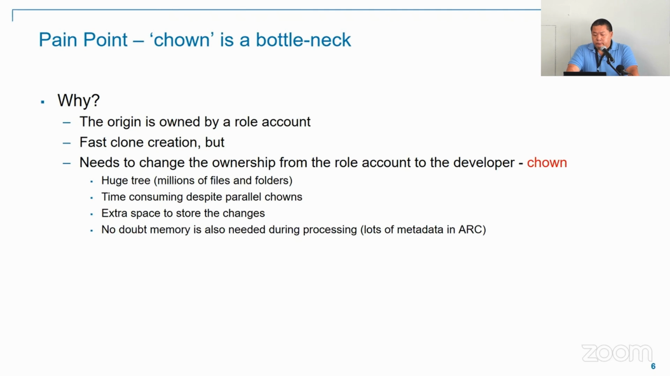Why? It's because the tree is huge. We have to change from the root account to the developer UID, basically. That's the only thing that needs to be done. After you change the ownership to the developer, the developer can start to work. So for this chown, it's time consuming. It takes extra space because of ZFS copy on write, I think. And also it uses a lot of memory.